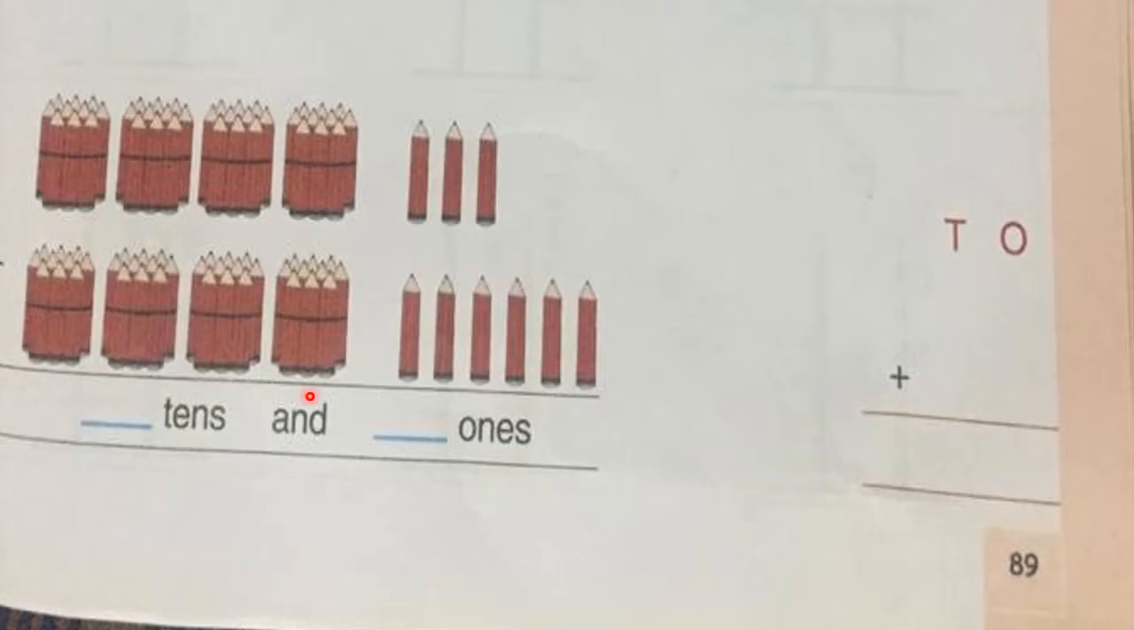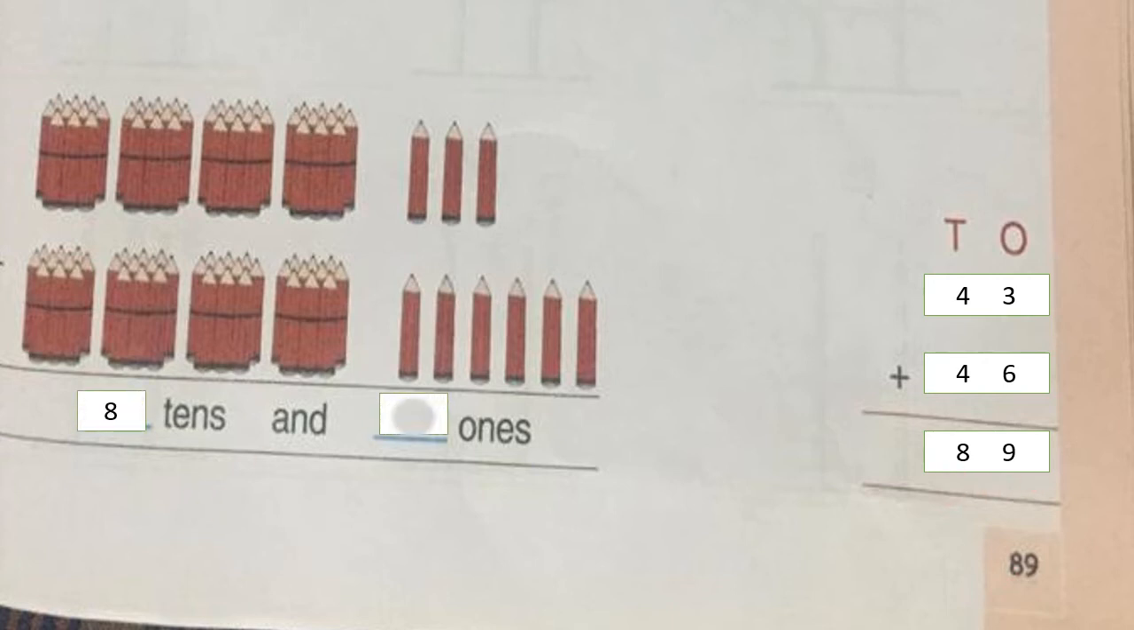See this. Now, what is the answer here? Now, how many ones? 3. Yes, 3. How many tens? 10, 20, 30, 40. 43. 40 and 3, 43. How many ones? 1, 2, 3, 4, 5, 6. Right? 6. And how many tens? 1, 2, 3, 4. 46. 43 plus 46. 3 plus 6 is 9. 4 plus 4 is 8. See the page number 89. What a match. 8 tens and 9 ones.